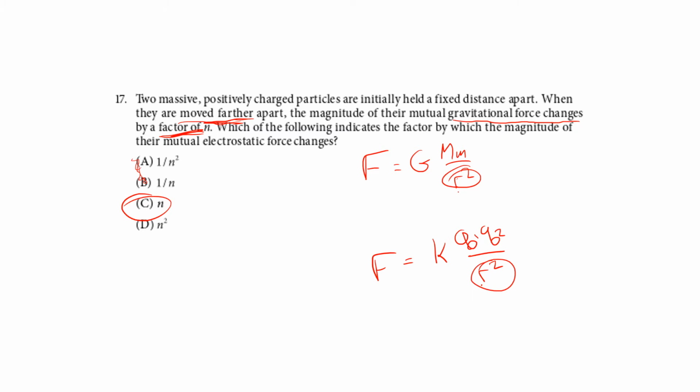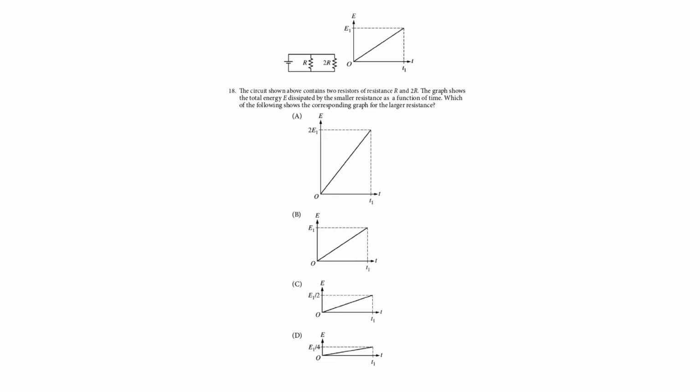It's easy like that. All right, the circuit shown has two resistors of resistance R and 2R. The graph shows the total energy E dissipated by the smaller resistance as a function of time. So this graph here is for this guy. Which of the following shows the corresponding graph for the larger resistor? Okay, so for this resistor here, which one of these is going to be for the power? Well, if only we had a formula for power, right? Or energy dissipated. So we know that power is going to be I times V, right?